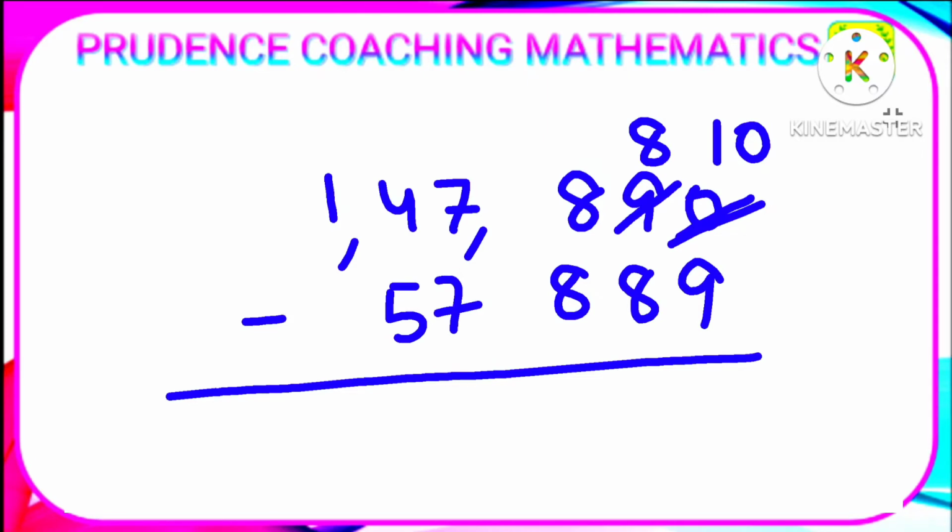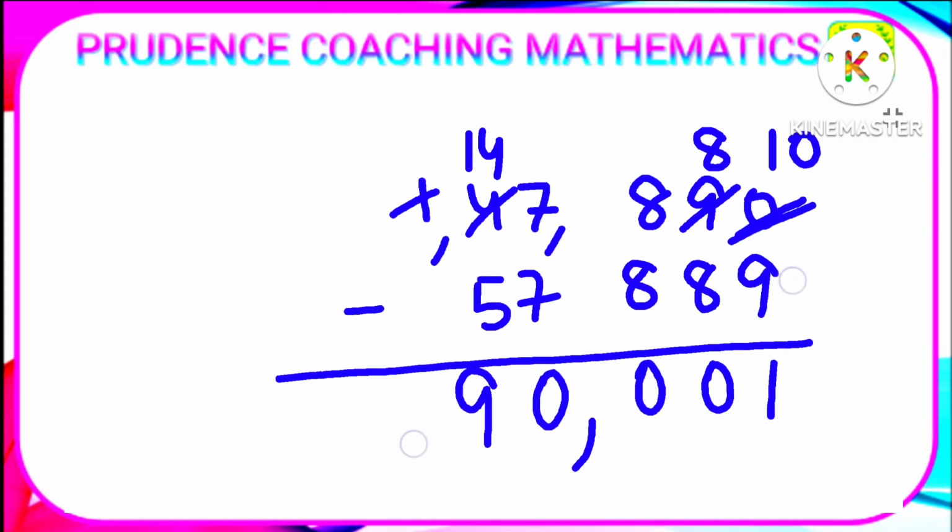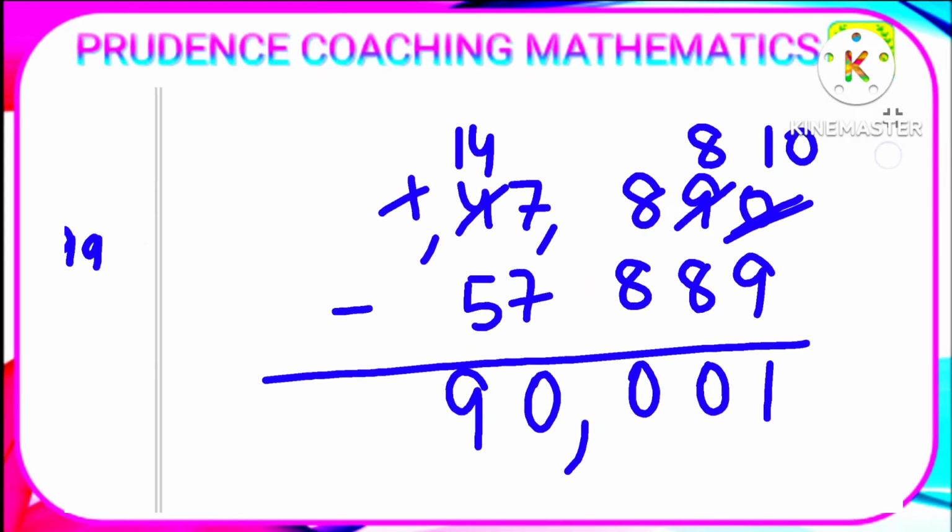Here, as you can see, 4 minus 5 is not possible. So we will assume it to be 14. We have taken this 1 from here. So now let us do the subtraction. 10 minus 9 is 1. 8 minus 8 is 0. 8 minus 8 is 0. 7 minus 7 is 0. And 14 minus 5 we will get 9. So here we are getting 90,001. So our answer will be 90,001.